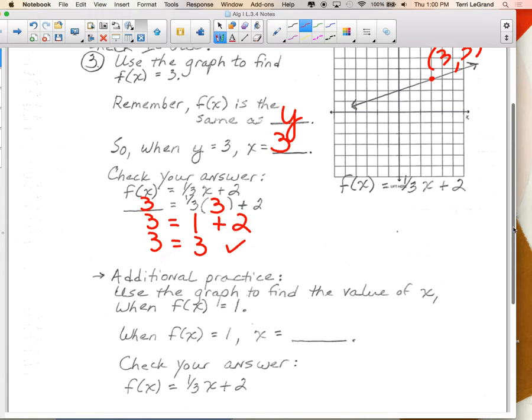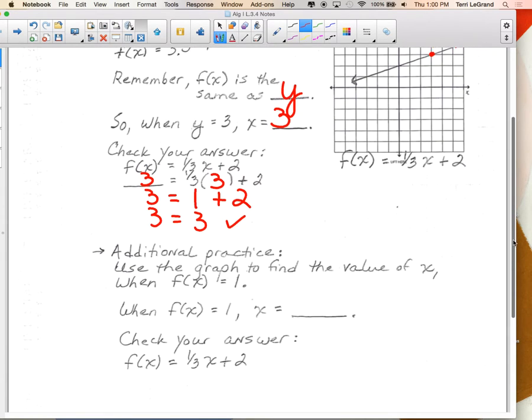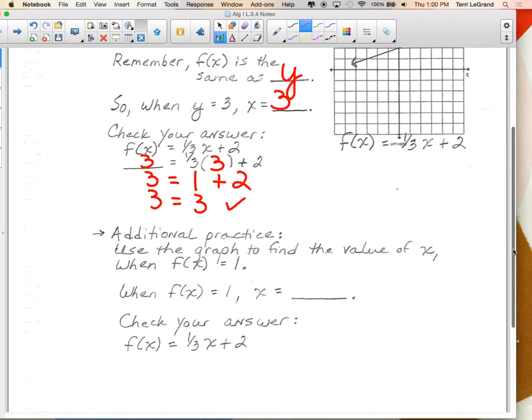Okay, well now I have some additional ones here. Let's use the graph to find the value of x when f of x equals 1. So go ahead and do that. Find the value and do a check problem. Make sure it checks out.